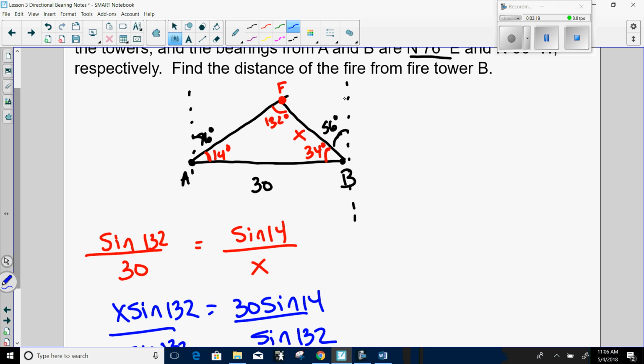Now what we can do is go back up and check. This is 9.77. Does that number seem reasonable? Well, this is a 132-degree angle creating 30. This is a 14-degree angle creating 9.7. Yeah, that seems like it could be right. It's definitely smaller. It's quite a bit smaller compared to 30. So that would be 9.77 kilometers.